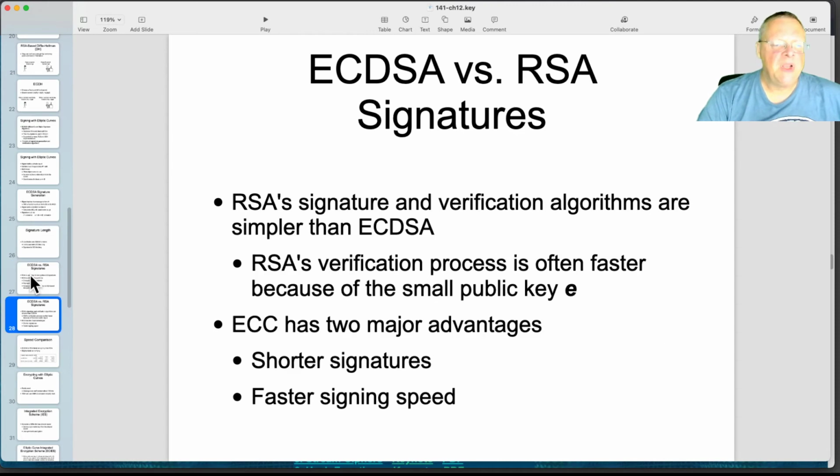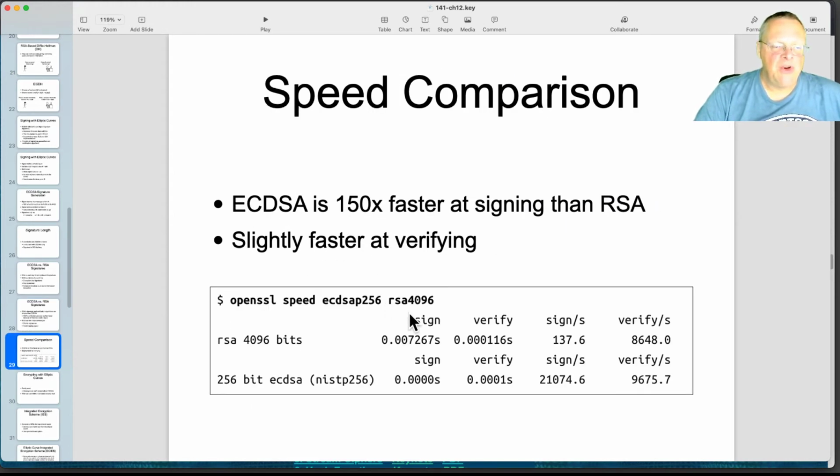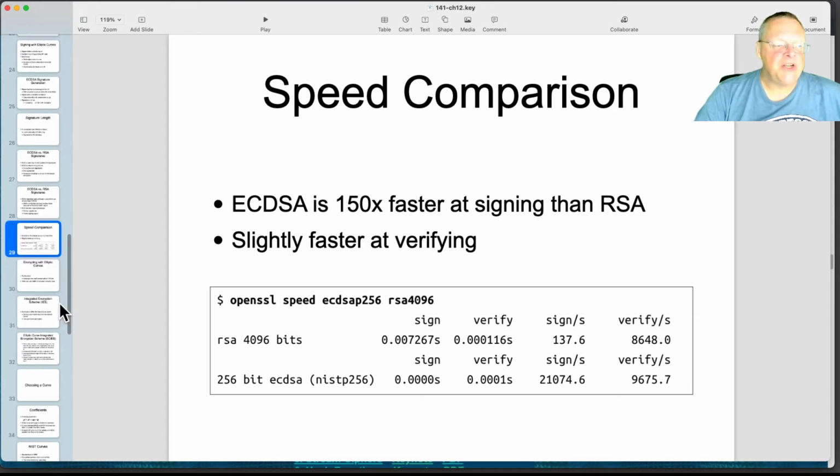Anyway, I'll get there in a minute. Anyway, ECC is much faster. The signatures are much shorter. Everything is much faster. So here you are signing something with RSA. Takes 7 milliseconds, but with ECC, it was essentially 0 here. They didn't give me enough spaces. Signatures per second. This will do 100 per second. This will do 21,000 per second. Much faster. To verify it is about the same. So it's very nice. Saves a lot of money, saves a lot of time.